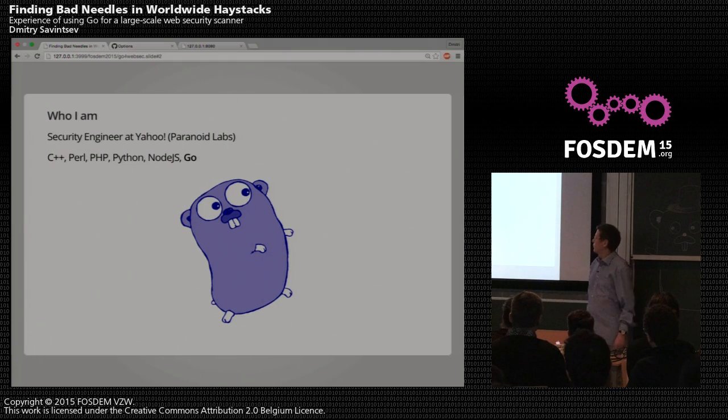I work for Yahoo, for the Paranoids, the security team. I've been at Yahoo for a long, long time, actually since the beginning of the century. I've been doing engineering, the development of billing systems and infrastructure, and in the last years I got into the security team. My programming biography follows the track of both the industry and Yahoo's development. When I came, we were still doing web applications in C++ with all the Apache handlers, and then lots of Perl, PHP, Python, Node.js, and in the last months, Go.